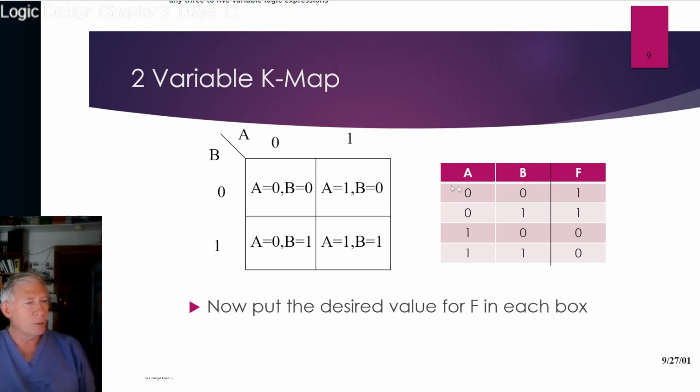So in this case, we have a 2-variable truth table and the output F. Now, where do we get the F from? We get it from God or from our customer. Okay, it's given to us.